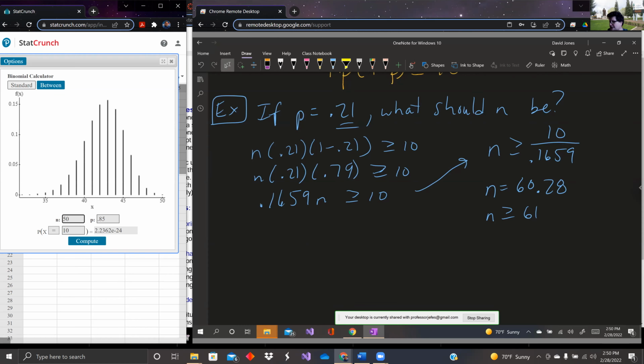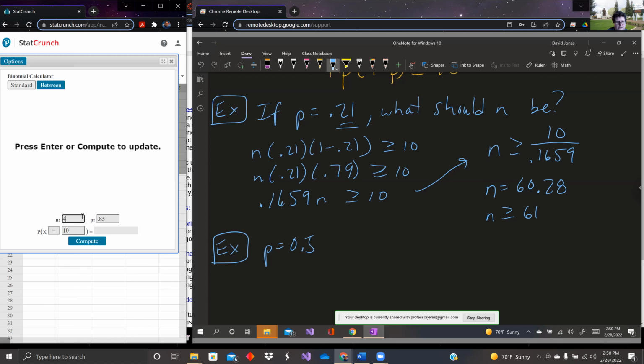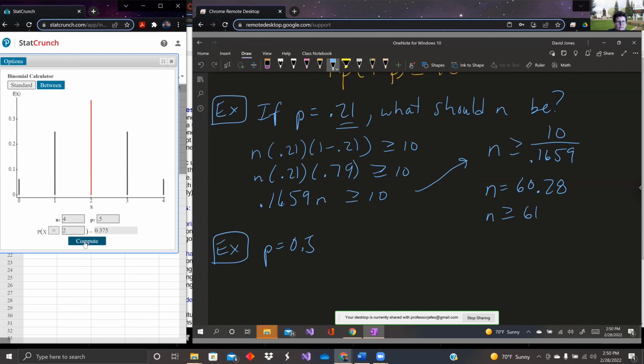What happens if it's exactly 0.5? Let's make n pretty low and see what happens. I guess it's kind of bell-shaped, but we want more than that. It's not enough. So let's just walk through it. We know that n times p, I'll rewrite it again because it's off the screen, needs to be greater than or equal to 10.